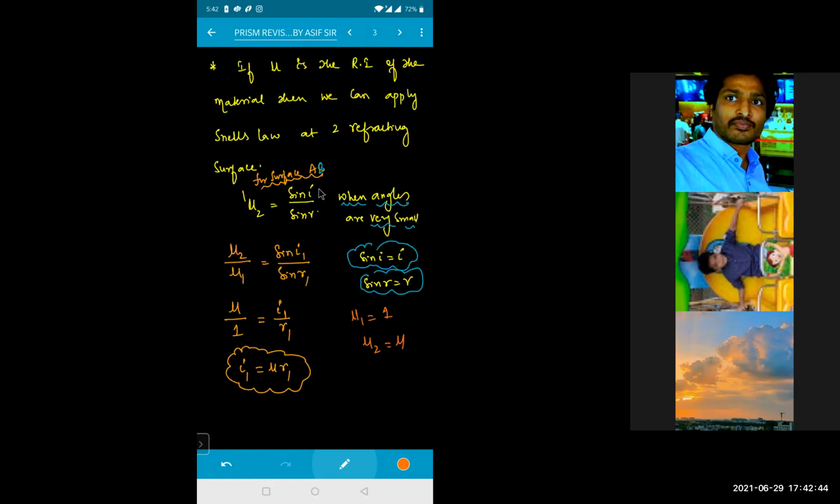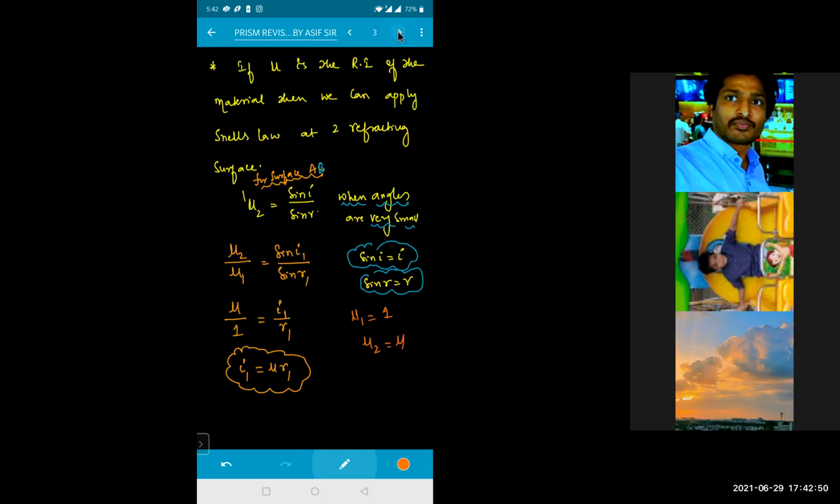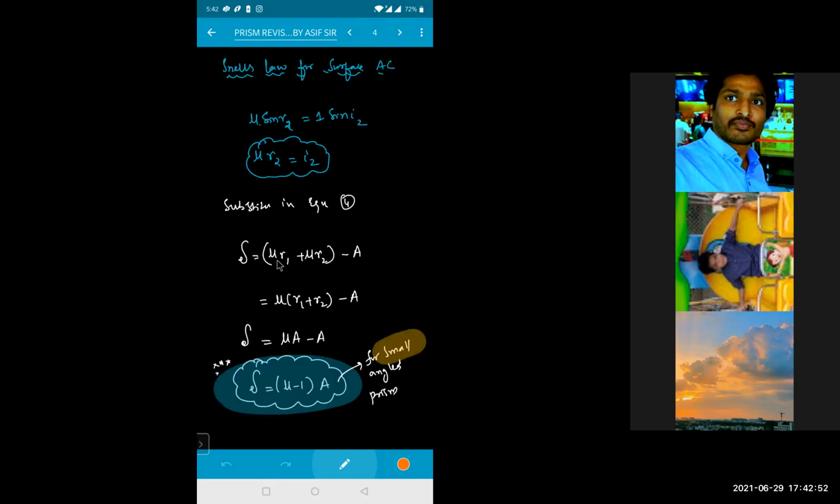Where is your equation number 4? This is your equation number 4. I1 value we got, I2 value also we got. I'm substituting that in that one. So this deviation is equal to I1, which is mu into R1, plus I2, which is mu into R2, minus A. Mu is common: mu into R1 plus R2 minus A. R1 plus R2 is A. Again A is common, so deviation will be equal to mu minus 1 into A. For small angle prisms, the deviation formula is mu minus 1 into A.